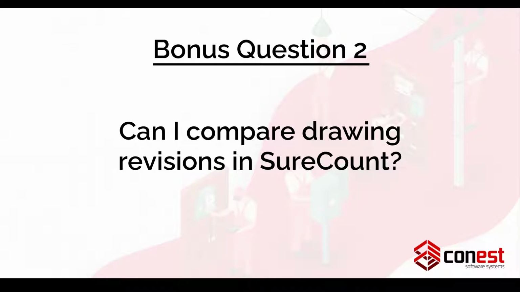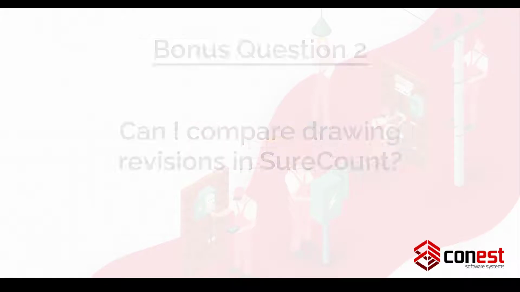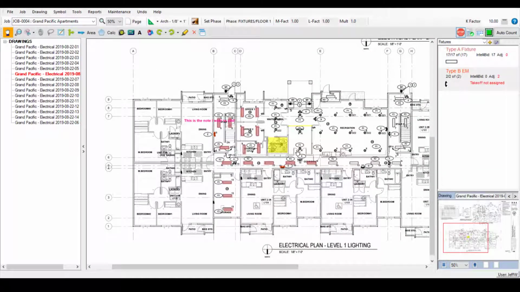Bonus question number 2. What if I've done a bunch of work and then a new version of the drawing is sent to me? Well, in that case, you can use the overlay feature within SureCount. Now, what I've done is I've already added another drawing here. You can see we've been working on drawing 6. And what I've done is added drawing 6 revised. And on that one, I have added 2 occupancy sensors to this area.